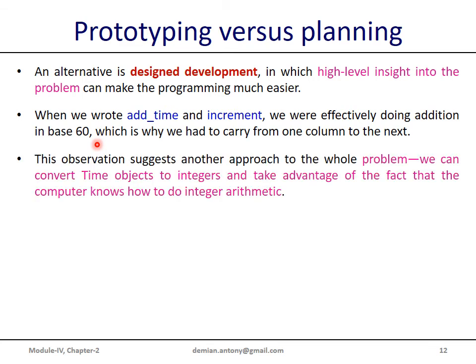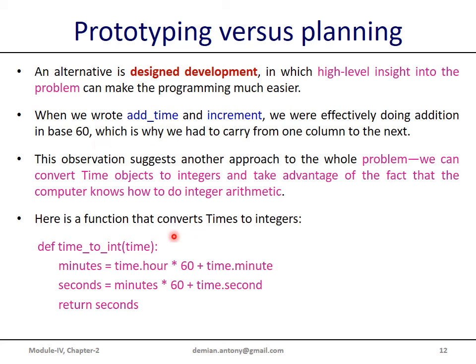And the observations suggest another approach, observations through analysis, that we can convert the time objects into integers and then we can just add integers, where the computer knows how to do integer arithmetic. How to do it? We can convert a time object into an integer by converting these three columns, hours, minutes and seconds, into a single integer representing the seconds. Here is a function that converts the time object to an integer quantity.